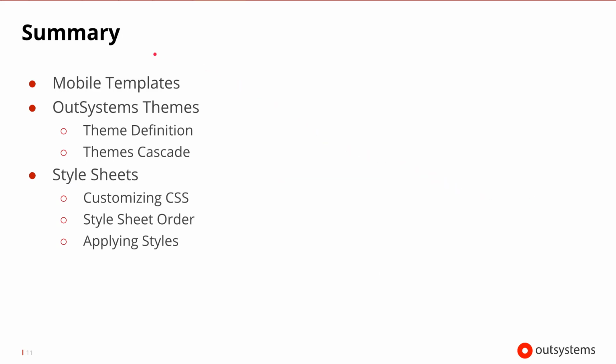So that's it for our styles and other pieces. We've gone through talking about the mobile templates. Those templates help define some of the themes that we're going to be using. We looked at what a theme actually defines, from the grids to the layout to the different styles, and how themes will cascade. Then we looked at the style sheet definitions themselves, what elements can have the style sheets defined, and how we can customize that CSS. We talked about the order that they get loaded, and how to apply individual styles when we need to.